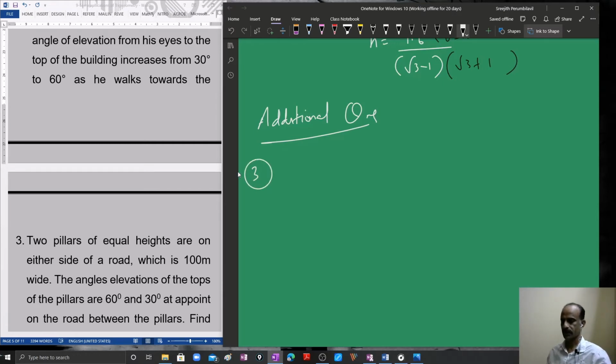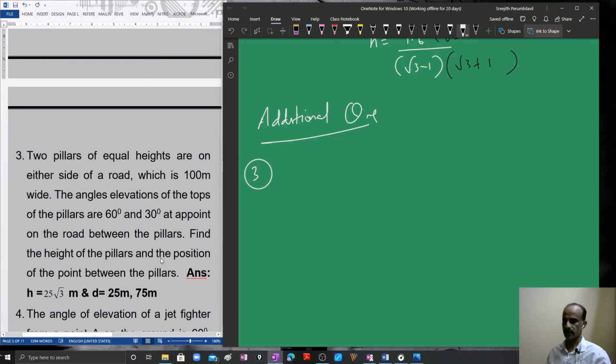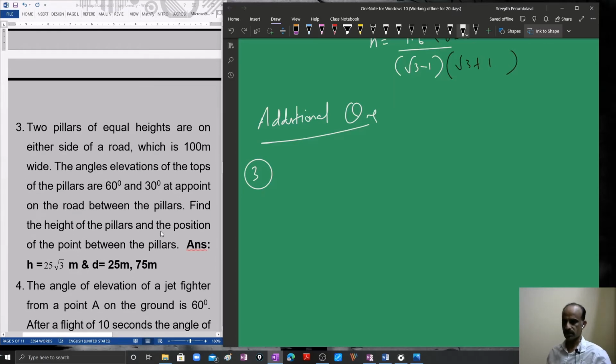question number 3. Two pillars of equal heights are on either side of the road which is 100 meter. The angle of elevation of the top of the pillars are 60 degree at a point in between the pillars. Find the height of the pillar and the position of the point. This is a question we have done already, so I'm just skipping it, but I'll just draw the figure. Two pillars of equal heights stand on a road, that is AB and PQ.